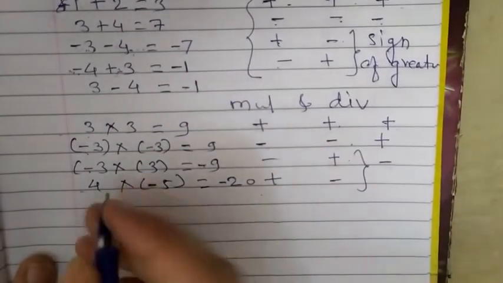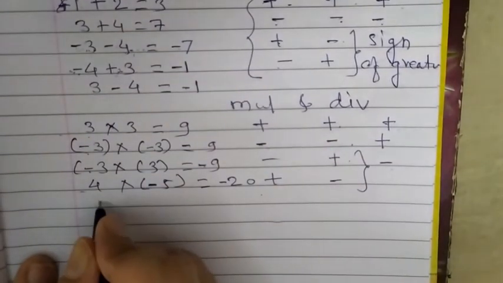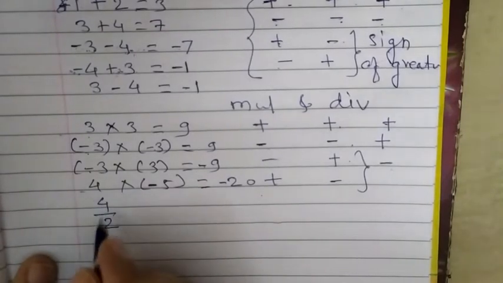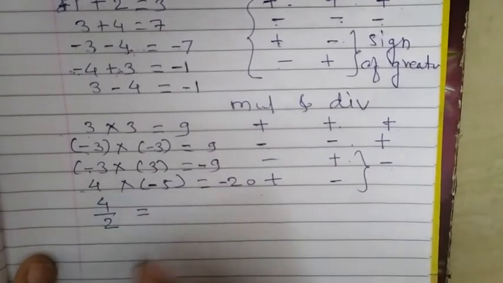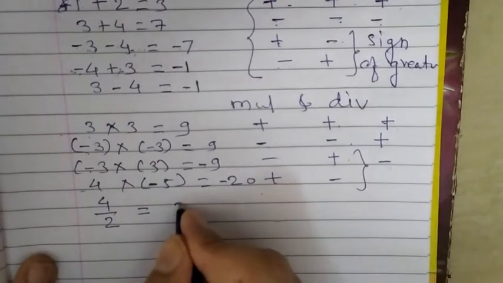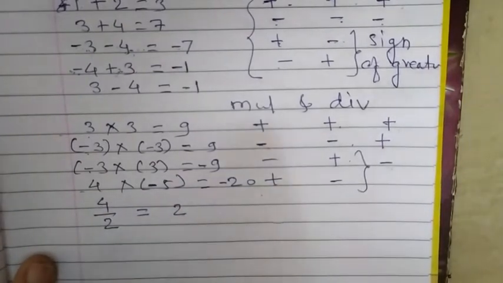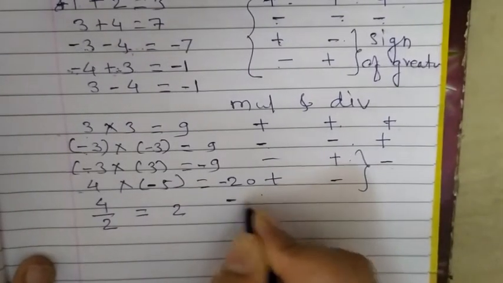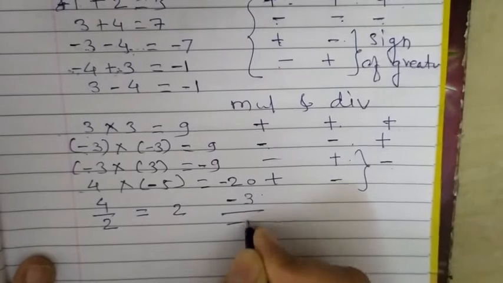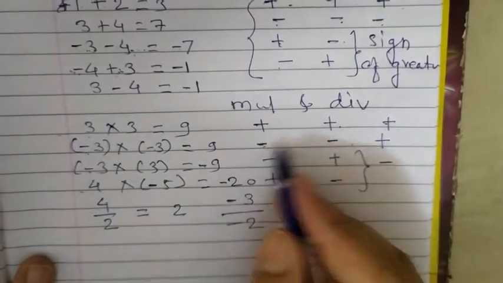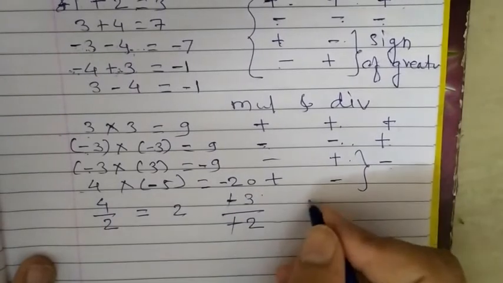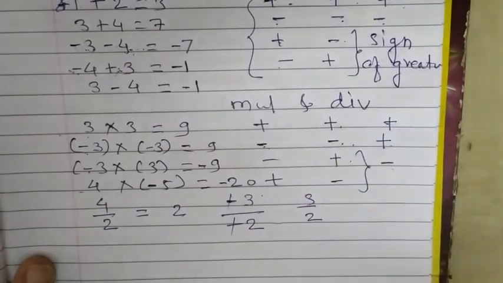In the case of division, suppose you write 4 divided by 2. Here there is no sign, meaning plus. So whatever calculation you do, the answer will be 2, but the sign is positive only. Next example, suppose minus 3 by minus 2. Here minus minus, what did you learn? Plus. Same for division also. So it gets cancelled and the answer is 3 by 2.